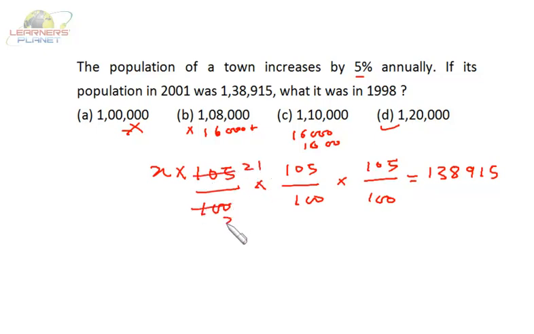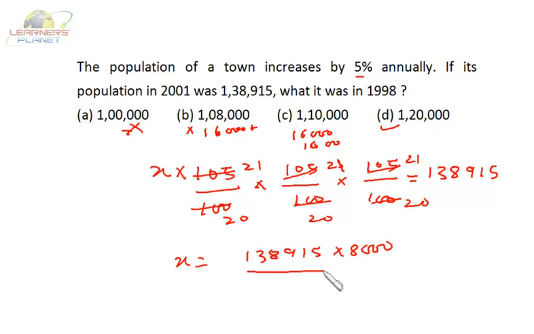So the value of X is equal to 138915 into 8000, that is 20 cube, by 21 into 21 into 21. Since all the answers are in whole numbers, or we can say integers, this particular number, 138915, will definitely be a multiple of 21 and 21 and 21 once again. So definitely if you just divide it by this data, you'll be getting an integer. So you can do the calculation on your own, and I have told you the approximation method also. So both the methods are with you. You can choose of your choice.